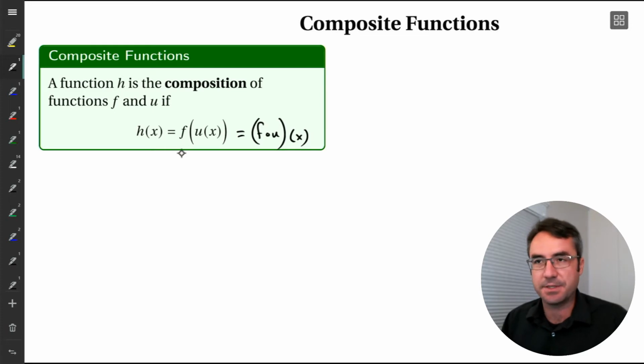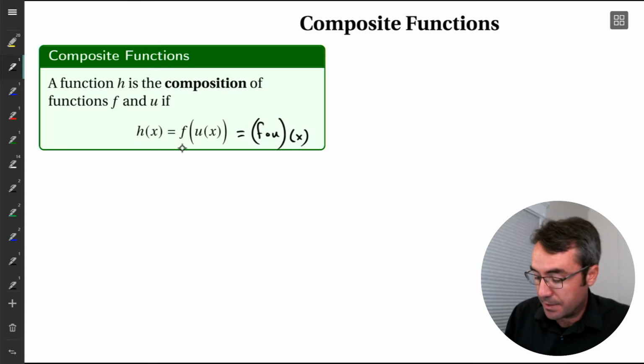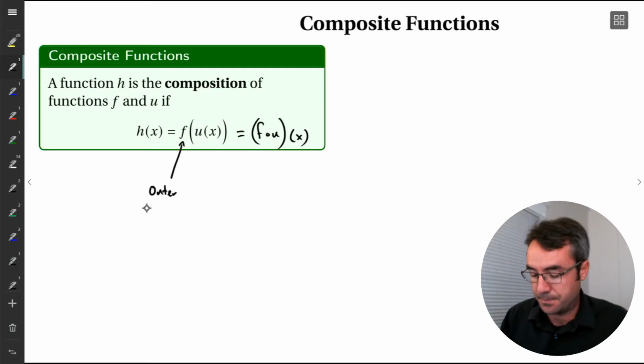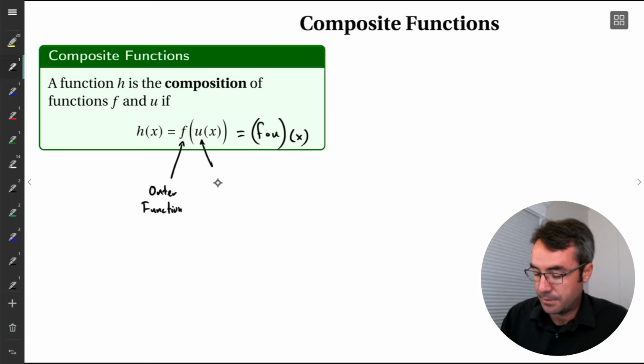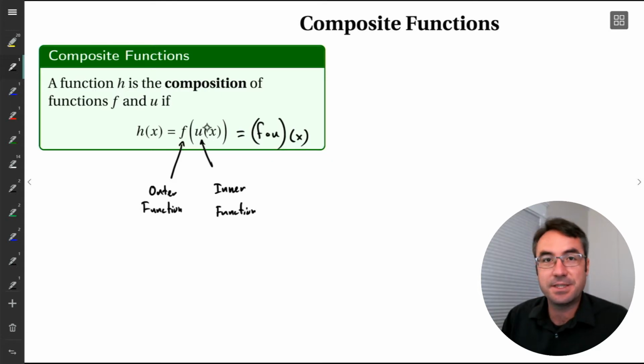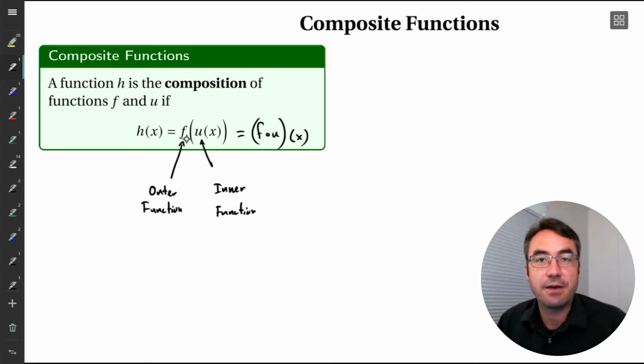And so when we read this, we tend to think of it as there being an inner function and an outer function. When we look at this f here, we think of it as the outer function, because it's on the outside. And then we think of u as the inner function, and that makes sense because u of x is inside the parentheses here. It's in this big set of parentheses for function f.